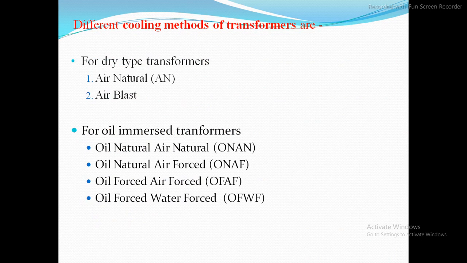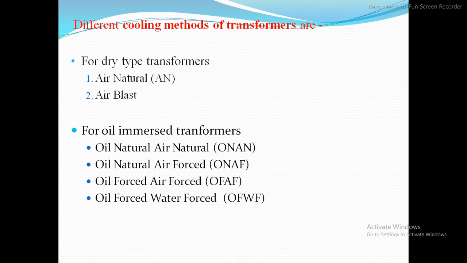So, the different cooling methods for the oil immersed transformer. Oil immersed means the oil is an insulating material which is used for two purposes: to provide insulation as well as cooling for the transformer. So it is necessary to dissipate the heat in that oil, and that can be done by using different methods. There are four methods for the oil immersed transformer.